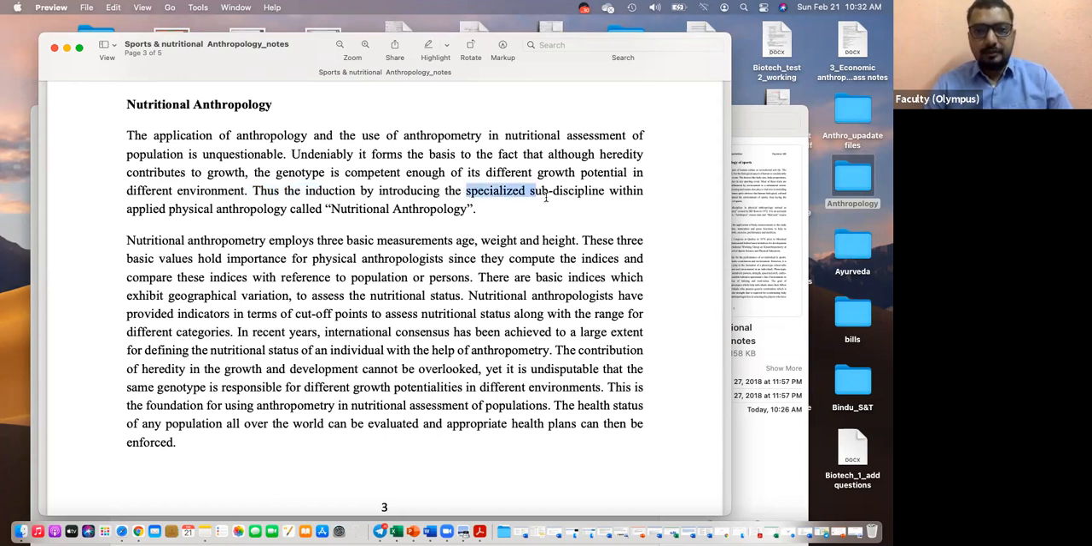Thereby we are introducing the specialized subdiscipline within applied physical anthropology called nutritional anthropology. So we are learning the science of anthropometry, understanding the correlation between those measures and the body type, and whether they are attaining the proper required growth or not. If not, look for correction.